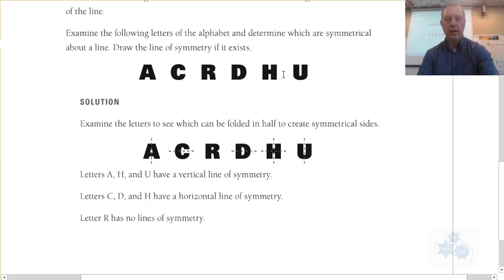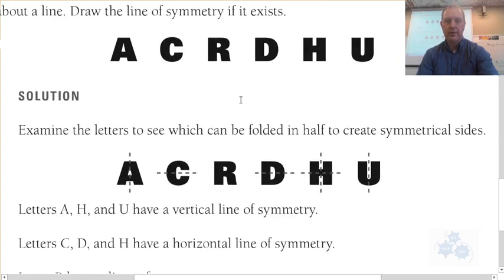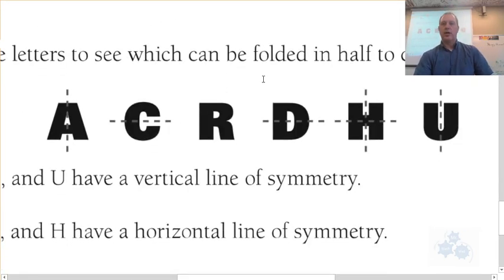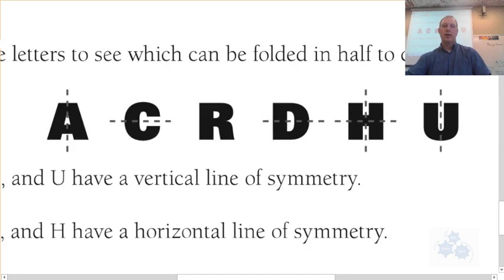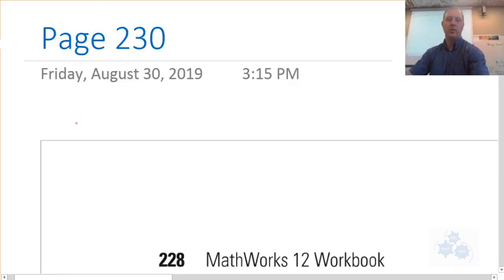So as you see here, if we look at these letters, and I'll just zoom in on the solutions here. So A has a vertical line of symmetry, this dotted line right here. That splits it in half. Now there is no line of symmetry horizontally, because if we did this, the top would not be the exact same as the bottom. So that's why there isn't one there.